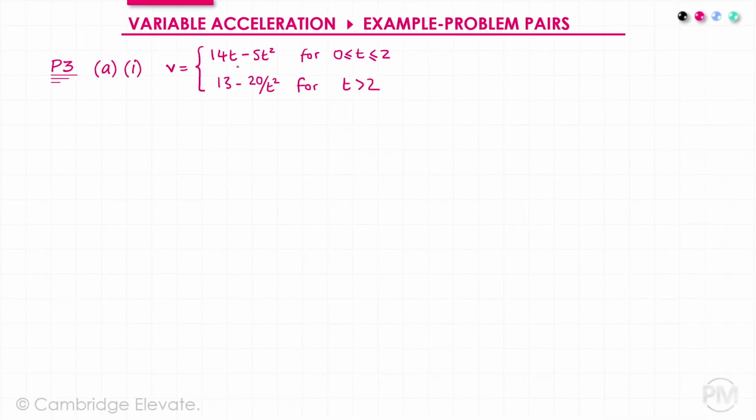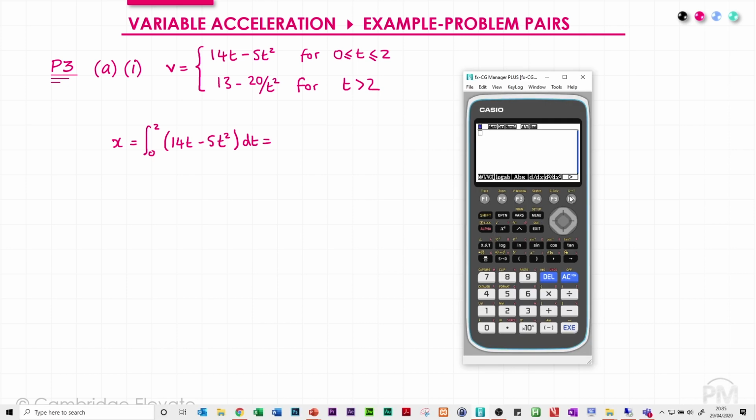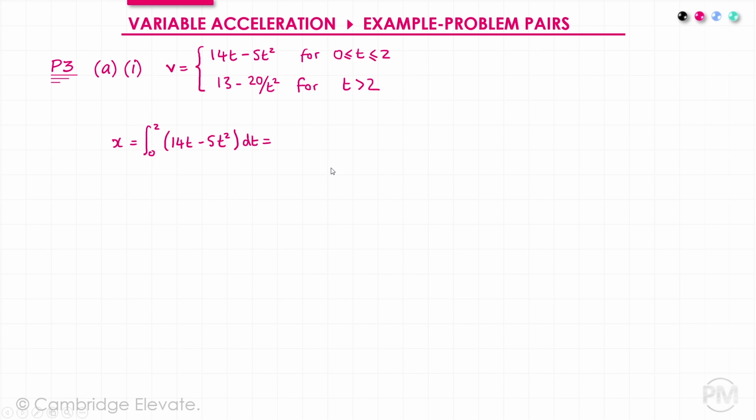So in part 1, to find the displacement when t equals 2, we want to be using the first function. So we're going to get x equals the integral between 0 and 2 of 14t minus 5t squared. Let's put that into our calculator. And we get 44/3 or 14.7 to 3 significant figures.